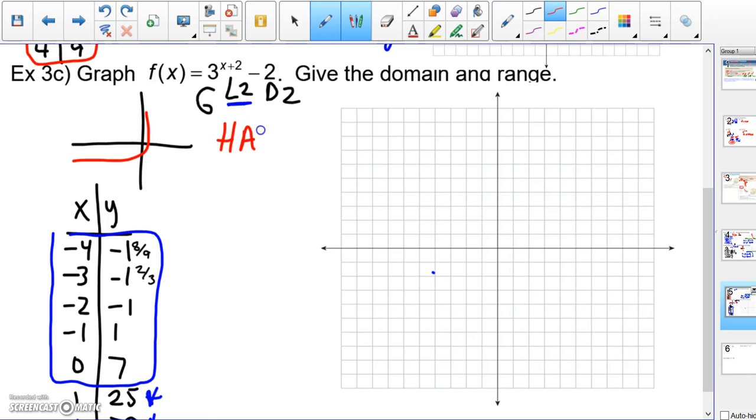Okay. Now notice when we are shifted down 2, that automatically tells me there's going to be a horizontal asymptote at y equals negative 2. So I could go ahead and draw that in right now if I wanted to. I know there's a horizontal asymptote there. So go back to the chart. Negative 3, comma, negative 1 and 2/3. Negative 2, negative 1, negative 1, 1, and 0, 7.